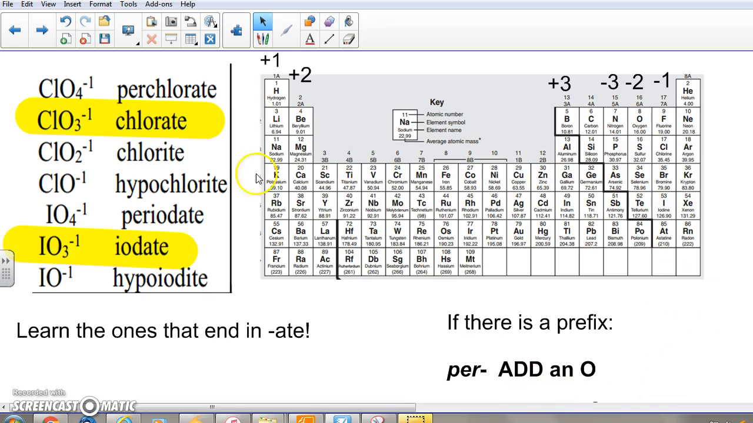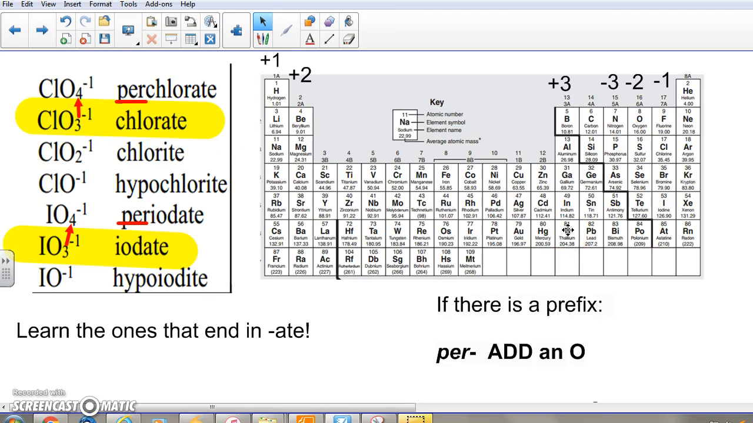So if we look up here, we have chlorate, and then we have perchlorate. The only difference is that per prefix. And you'll also notice that the 3 here becomes a 4. So that per turns a ClO3 into a ClO4. So the rule is if there is a prefix, add an O. And you'll see that that also works down here. Here's our iodate. Add the prefix per to it and add an O, and you get periodate.